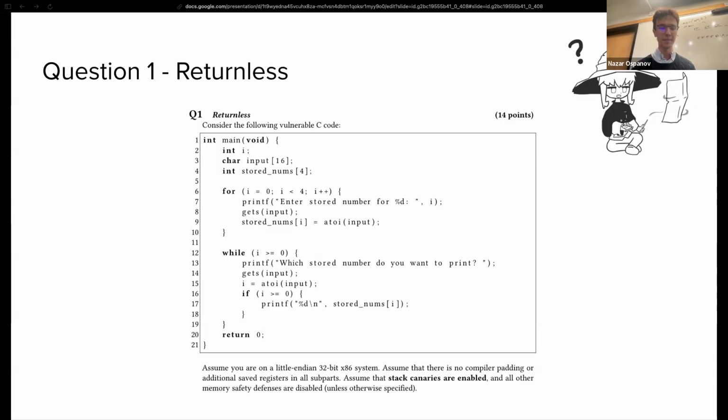at the index i. After that, we're going to do a while loop while i is greater or equal to 0. We're going to print which stored number do you want to print. We're going to do, again, gets on the input, and convert that input from a string to an integer. If i is greater or equal to 0, well, then we're printing it out. And after that, we return 0.